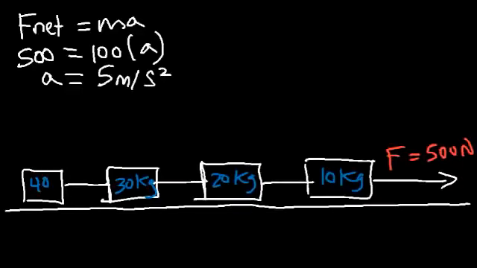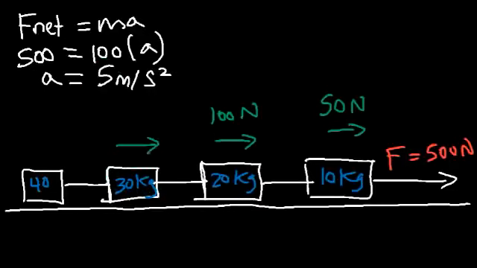So let's calculate the net force acting on each object. So for the first object, it's 5 times 10, so it feels a net force of 50. For the second object, 5 times 20, that's a net force of 100. For the third object, 5 times 30, that's 150. And the last object feels a net force of 40 times 5, which is 200.